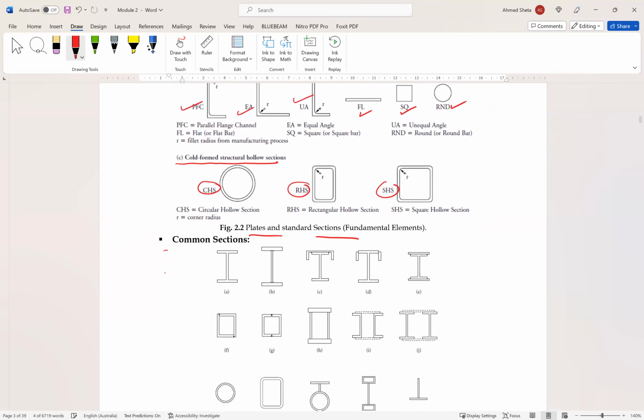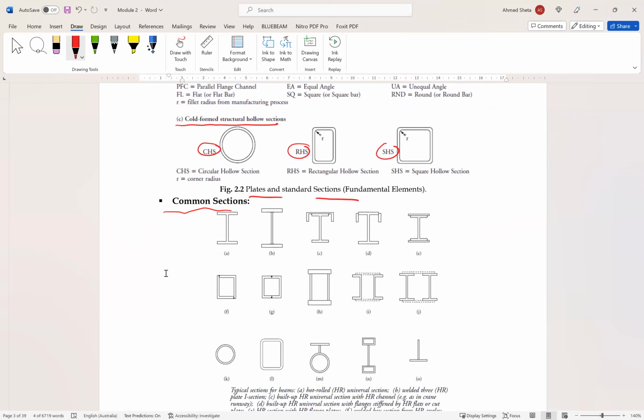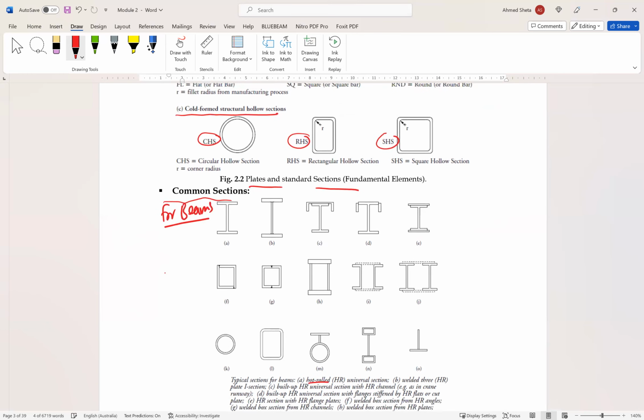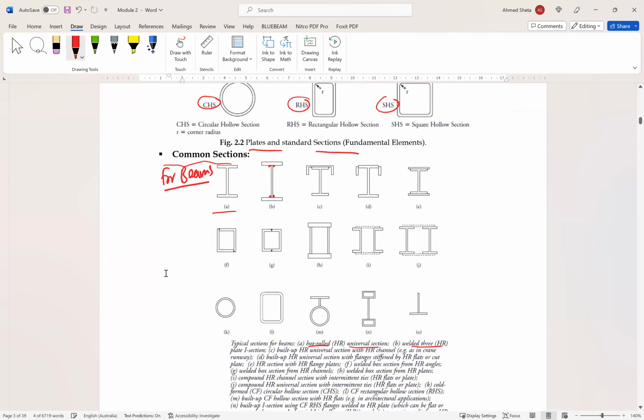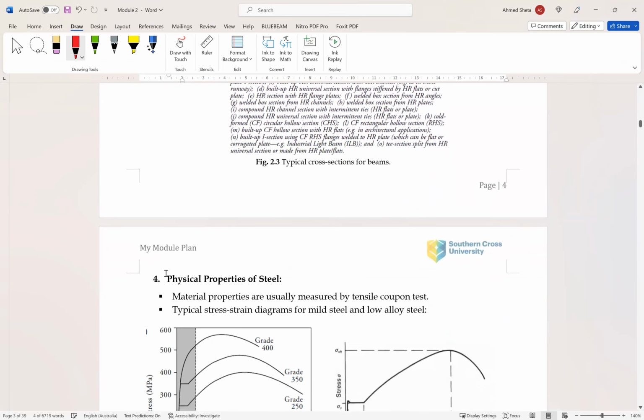This is another common section for beams. We have hot rolled universal section. Second one is welded. So you can see here there is a small weld between the plate, the web and the flange. So you have several examples of common sections in the market for beams.